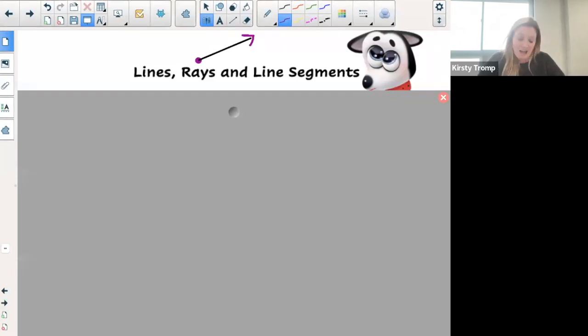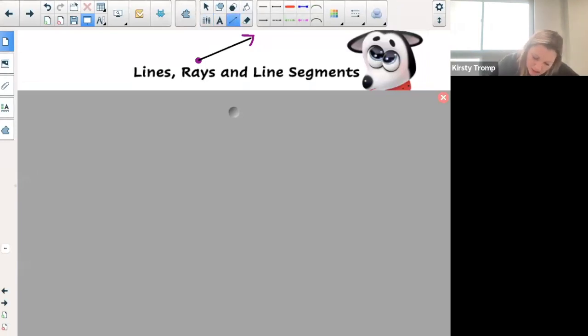What are you giving me a definition of? A line. Awesome. What's a line? A line goes from negative infinity, which means no start, to no end. Good. Well done. So a line will have no start and no end.